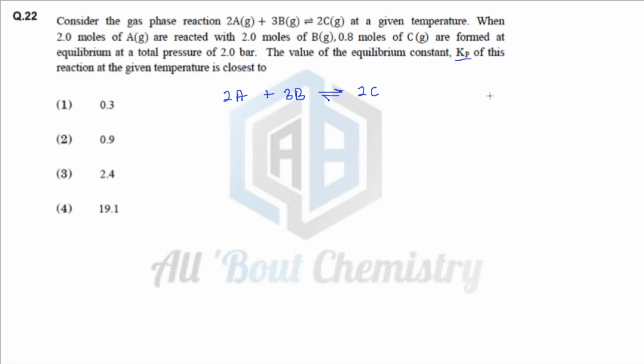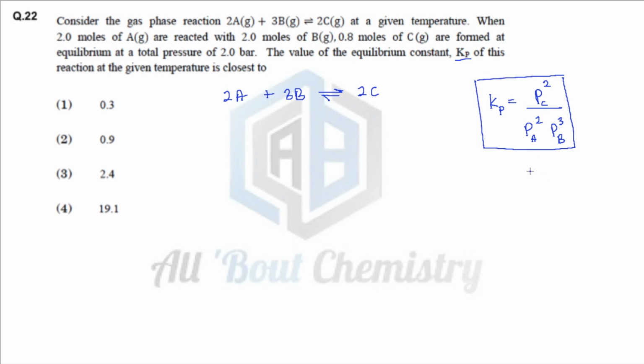So let's write down the equation for that. Kp will be given by the partial pressure of C squared, because the coefficient is 2 over there, divided by the partial pressure of A squared, because again the coefficient is 2 over here, and the partial pressure of B cubed. So this is going to be the equation for Kp. Okay, so let's keep it aside. Now how do we have to calculate this partial pressure?